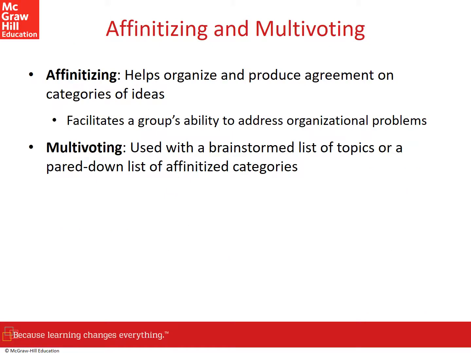You can also use the approaches of affinity and multi-voting. So affinitizing, that helps organize and produce agreement on categories of ideas. It's a very detailed approach to decision making. It involves charts and organizations, and it's very time consuming. Multi-voting, it's fine, it's just very time consuming.